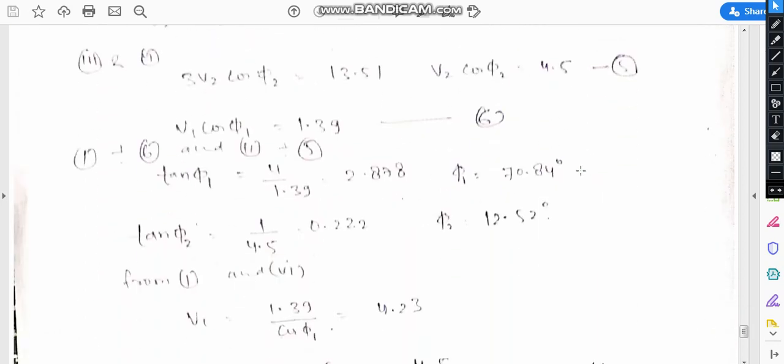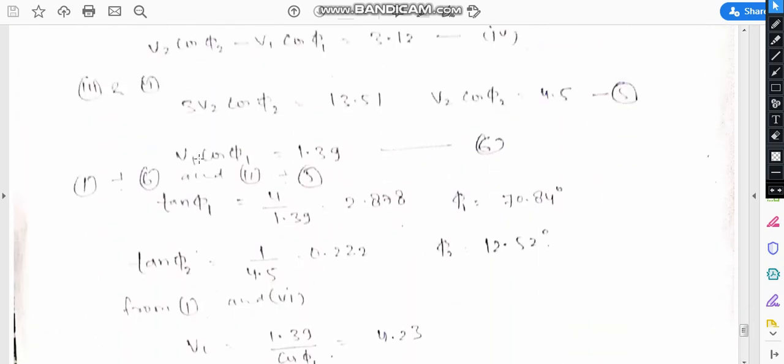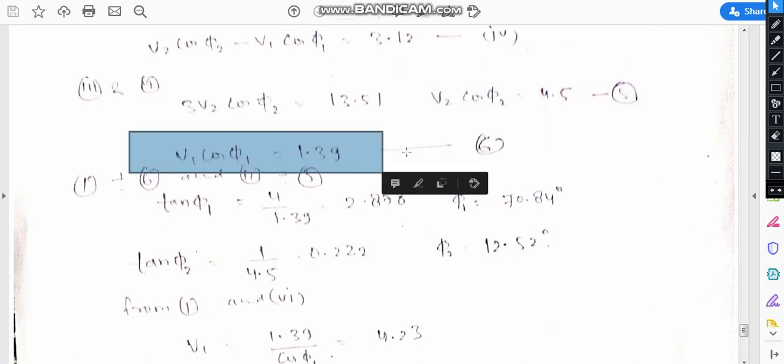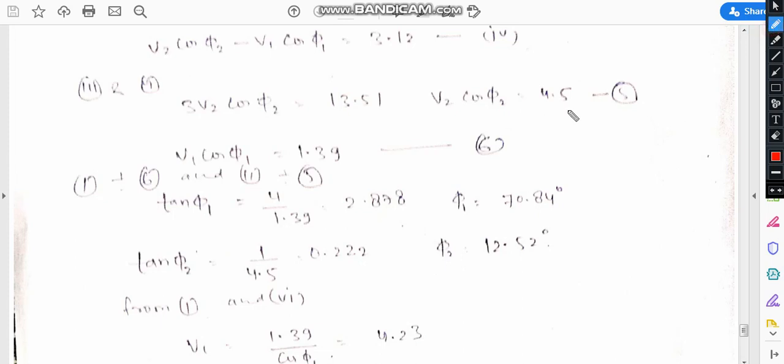By solving these two equations we found that v2 cos phi 2 equals 4.5 and v1 cos phi 1 equals 1.39. Similarly you can obtain tan phi 1 as 4 divided by 1.39 and tan phi 2 as 1 divided by 4.5, and we found that phi 1 and phi 2 are 70.84 and 12.52 degrees.